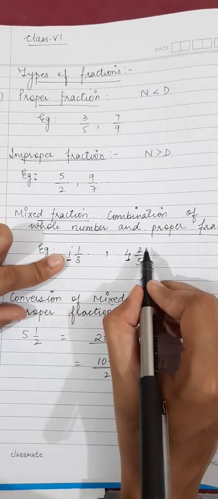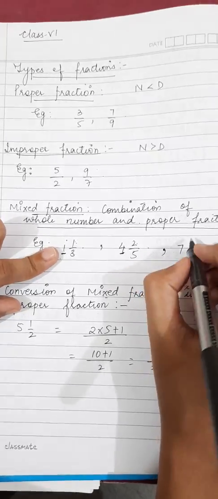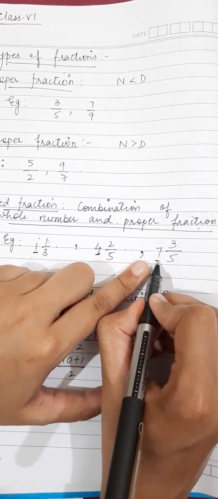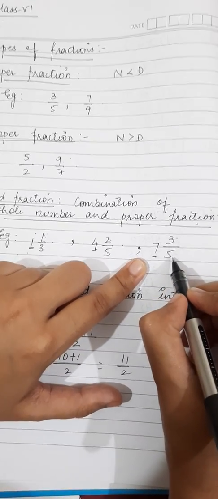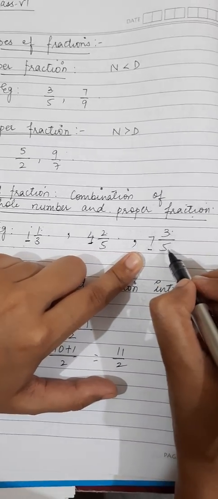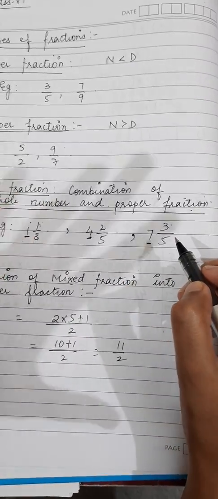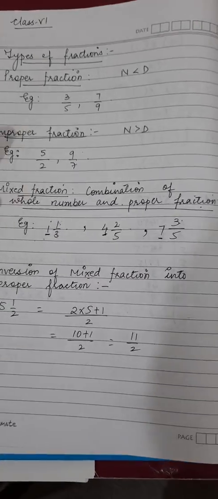1 upon 3, 2 upon 5. I can take here 7, 3 upon 5. You can see 7 is the whole number. 3 upon 5 is the proper fraction. Why? Because 3 is less than the denominator, which is 5. So this is going to be the mixed fraction. Right?